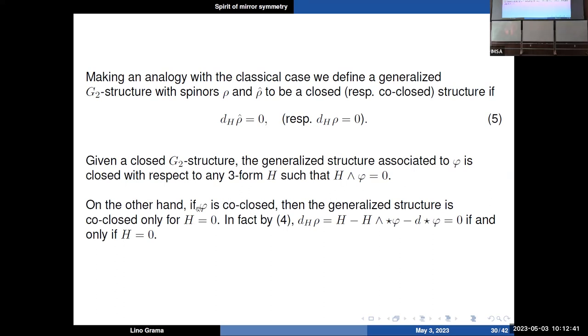On the other hand, if phi is co-closed, the usual G2 is co-closed, then the generalized structure is co-closed only for H equal to zero. This is just a computation here, and this holds if and only if H is zero. In this case, if you start with a usual closed G2 structure, you can find the generalized closed G2 structure. But if you start with a generalized co-closed one, you cannot find just the usual one.